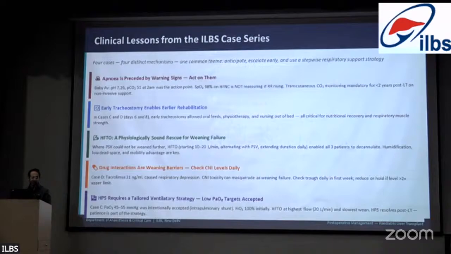Early tracheostomy, as seen in case 2 and babies C and D, done on days 6 and 8, allows earlier rehabilitation. It allowed early oral feeds, physiotherapy, and nursing out of bed. High frequency tracheal oxygenation is a physiologically sound rescue for weaning failure, and hepatopulmonary syndrome requires a tailored ventilatory strategy. Low PO2 targets are acceptable. A PO2 of 40 to 55 was initially accepted. FiO2 was high, 100%, and HPS resolved post liver transplant. Patience is a part of the strategy.